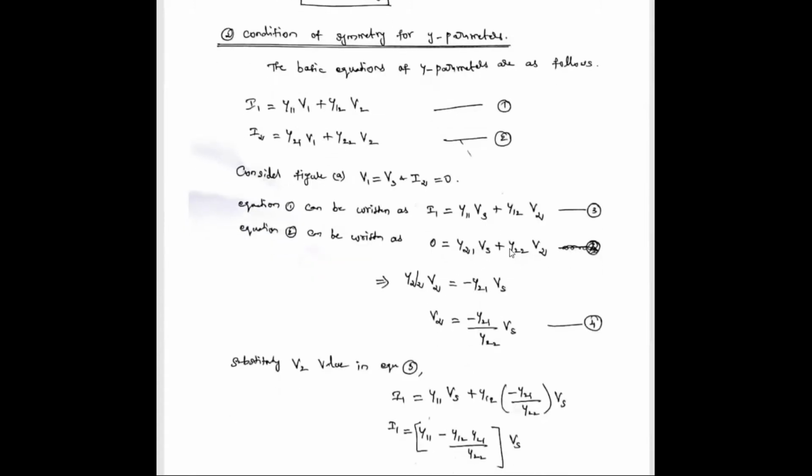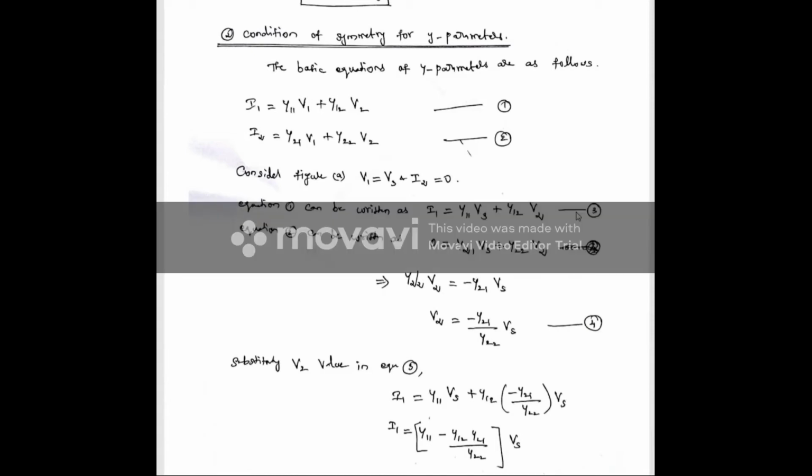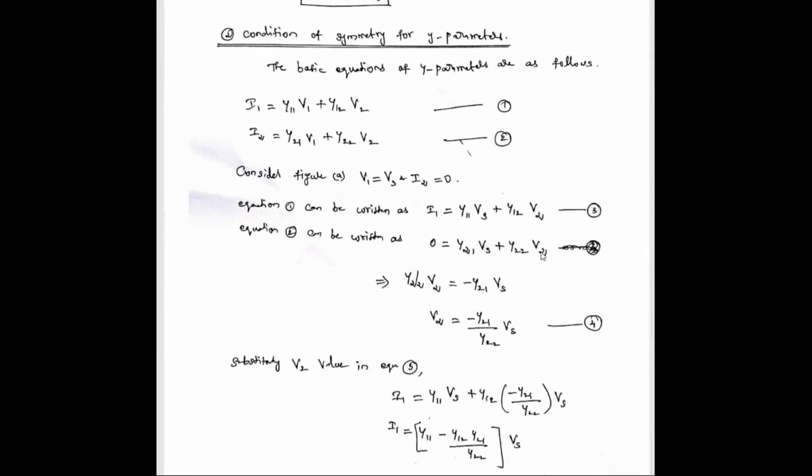Okay, and the next one, so substitute the same condition in equation number 2. So we get 0. Okay, the left side is 0. So 0 equal to y21 into vs plus y22 into v2. So instead of this v1 we are substituting vs. Okay, so from this, that is in the third equation, our aim is to eliminate this variable v2. So from this equation we have to find out the value of v2. So let us rearrange this equation. So y22 into v2 equal to minus y21 into vs. From this v2 equal to this one.